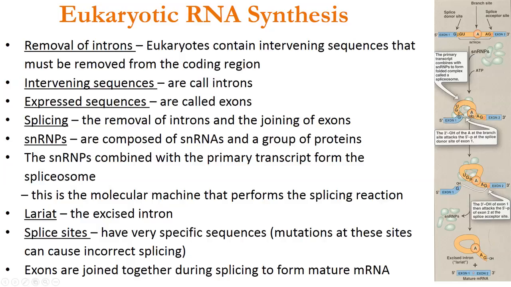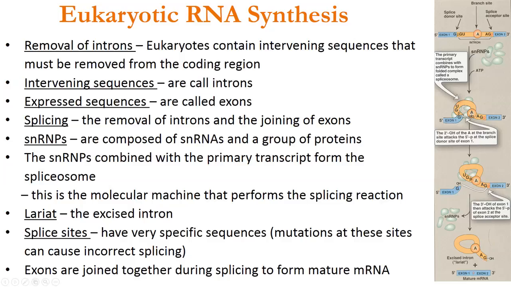When they're all joined together, they'll be called the spliceosome. This is when you have the SNRPs combined with the primary transcript, that's the spliceosome. We're just trying to get you familiar with some of the terminology you might see. The lariat is actually this intron that gets cleaved out, which looks sort of like a rope, so that's why they call it the lariat.